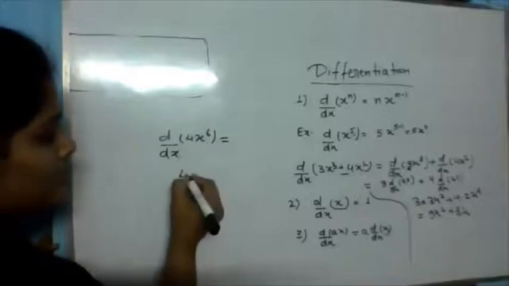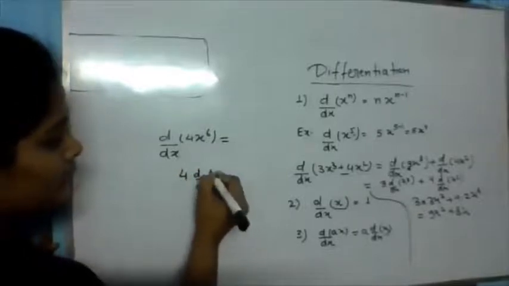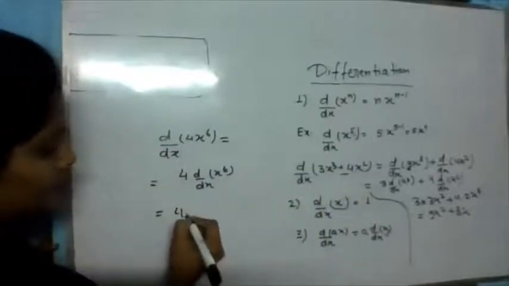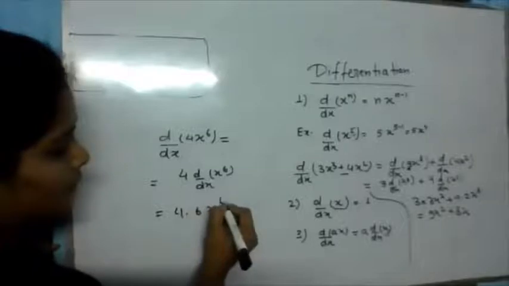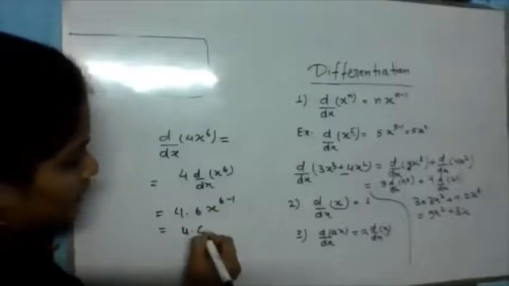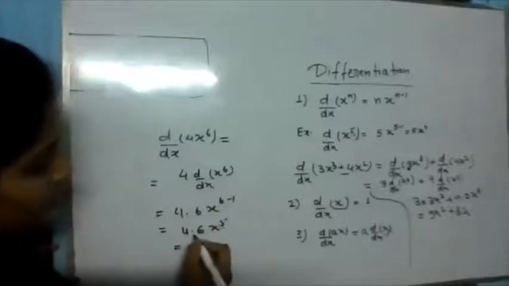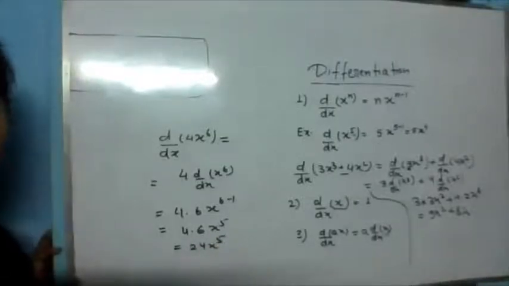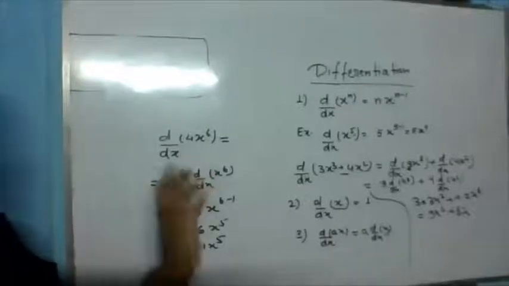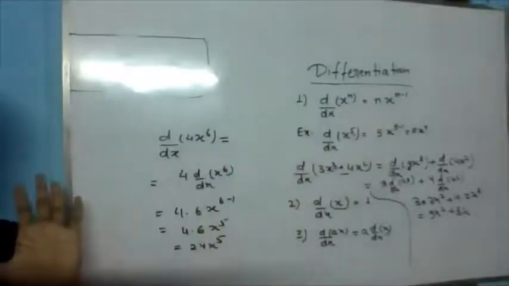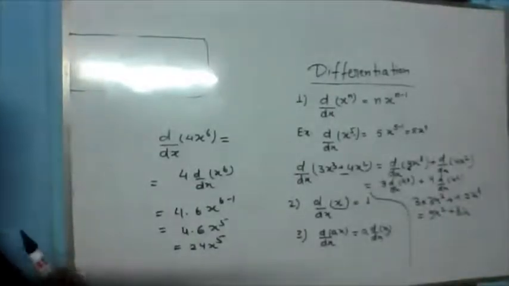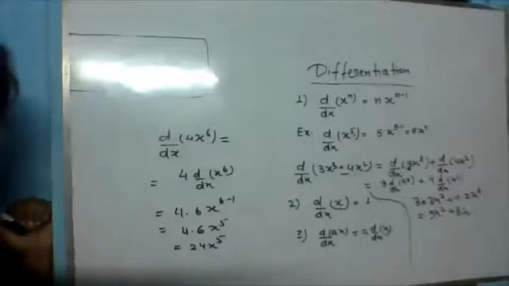Because 4 is a constant, we will take out this constant like this. Now apply this formula. So 6 x to the power 6 minus 1, that is 6 x to the power 5. 6 times 4 is 24, so 24 x to the power 5. I think now this is clear. How can we apply this formula on the function? This example is clear.